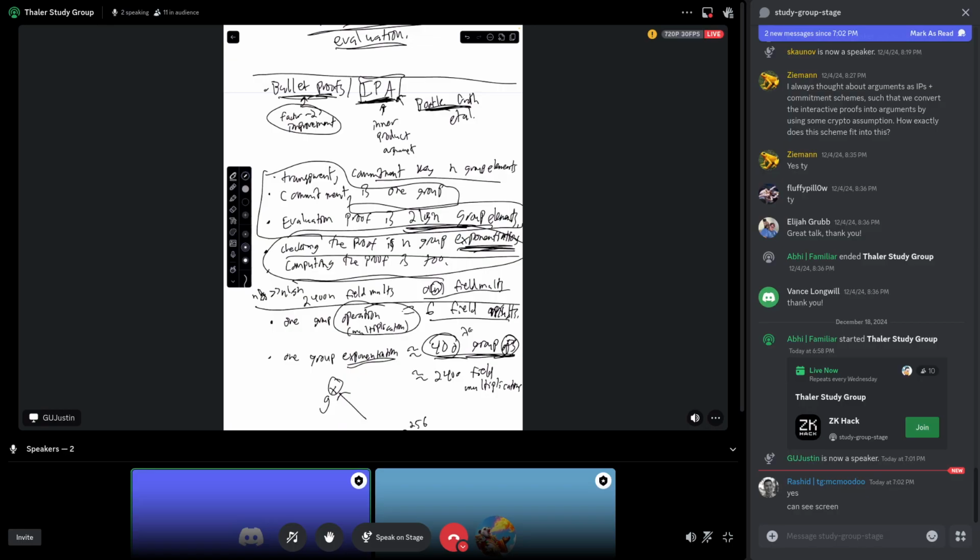Okay, other questions? So it seems like there are plenty of contexts where this would not be useful, because in a blockchain context, we care about verifier time and cost. And this is bad. So what are situations where the trade-offs being made here would be worth it?